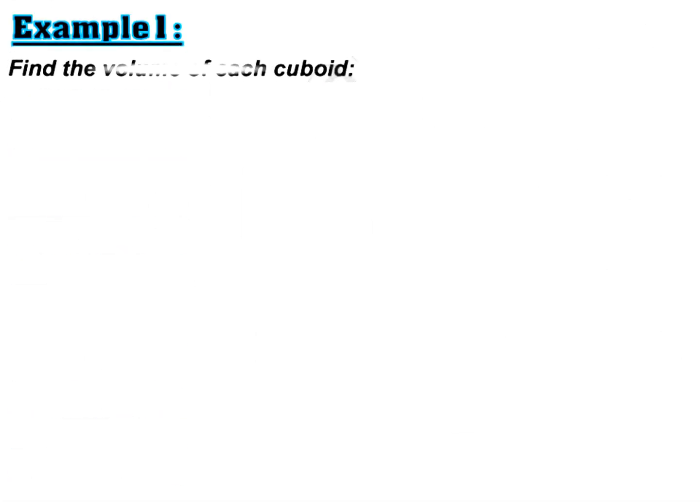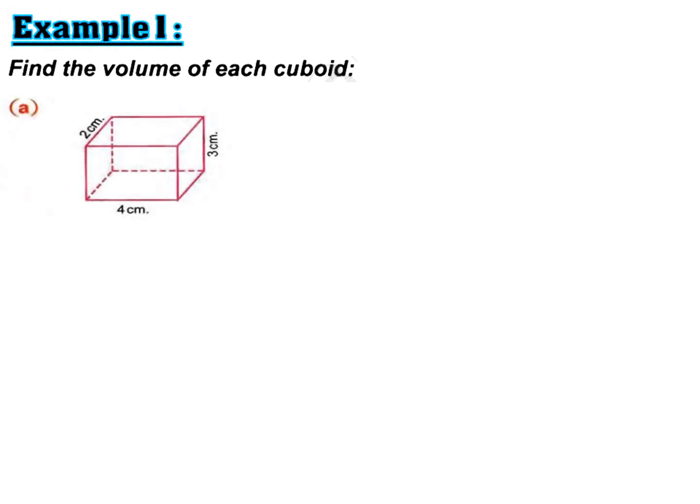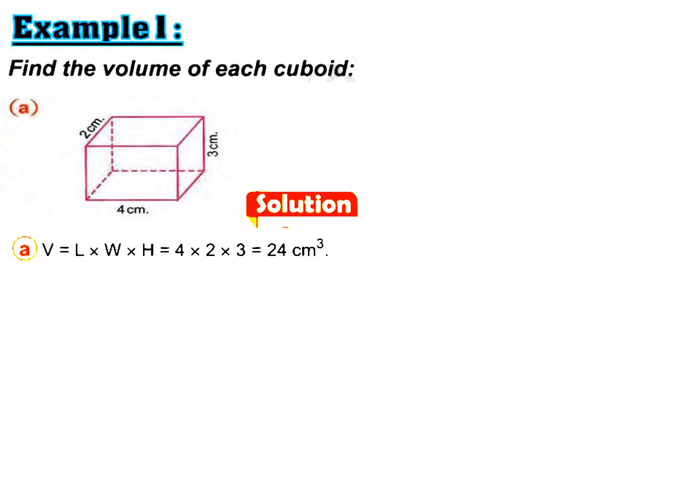Example number 1: find the volume of each cuboid. He gives me a cuboid with dimensions: length equals 4 cm, width equals 2 cm, and height equals 3 cm. I will get the volume from its 3 dimensions, multiplying length times width times height, so 4 times 2 times 3 gives me 24 centimeter cubed, as we know that the unit of volume is centimeter cubed.